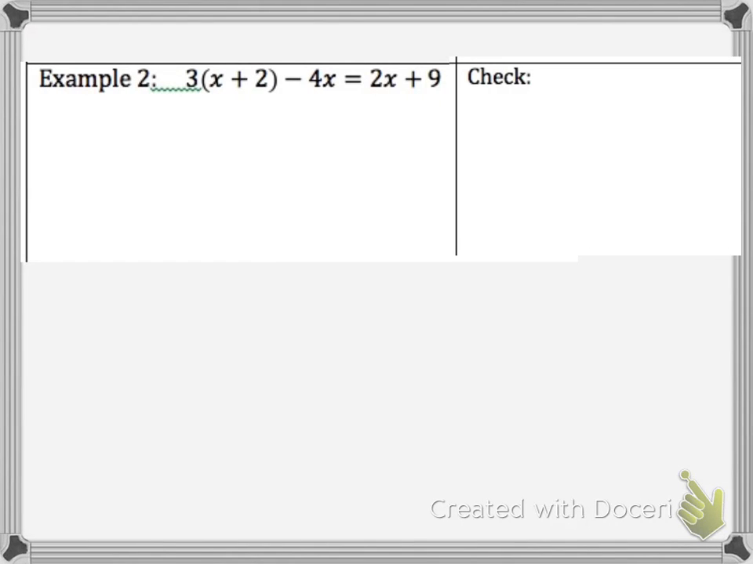Taking a look at example 2, we do have groupings on the left-hand expression. So we want to make sure that we apply distributive to that and get rid of the groupings first. And 3 times the x will give us 3x. 3 times the 2 will give us 6.